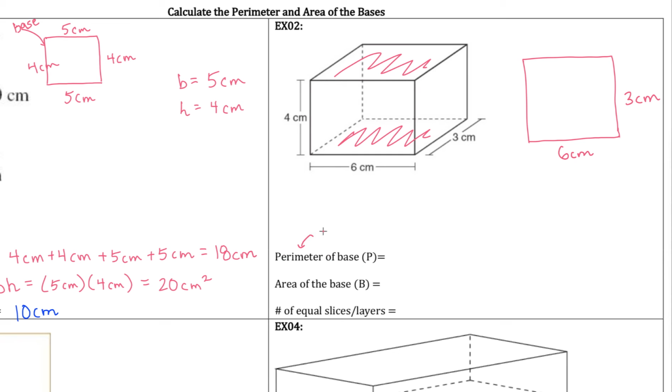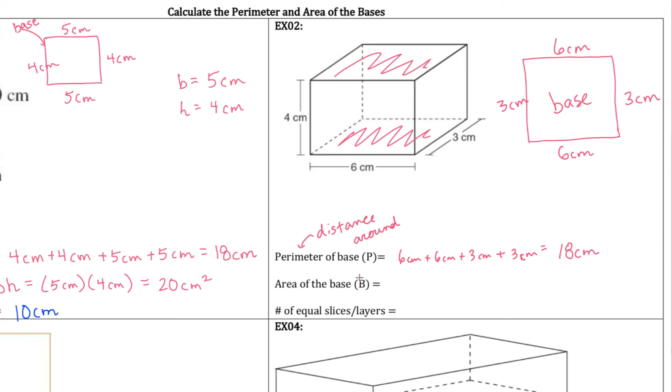Remember that this is the distance around. So 6 centimeters, 3 centimeters. Well, you know what I'm gonna do? I'm gonna draw like that. I'm gonna write base in here. Okay, 6 centimeters, 3 centimeters, 6 centimeters, 3 centimeters. So the perimeter would be 6 centimeters plus 6 centimeters plus 3 centimeters plus 3 centimeters. So that's 6, and then I have 6, and then another one. So that's 18 centimeters.